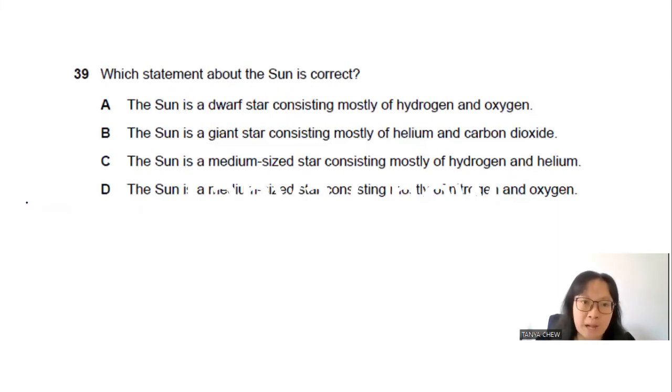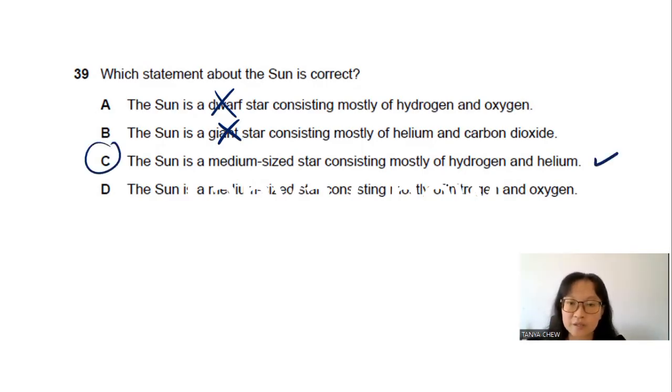Question number 39. Which statement about the sun is correct? A, the sun is a dwarf star. No, the sun is not a dwarf star. Pluto is a dwarf planet, sorry. The sun is not a dwarf star. B, the sun is a giant star. It is not yet a giant star. It is on the road to becoming a giant star. So say no to this. C, the sun is a medium-sized star consisting mostly of hydrogen and helium. That is very true. D, the sun is a medium-sized star consisting mostly of nitrogen and oxygen. That's not true.